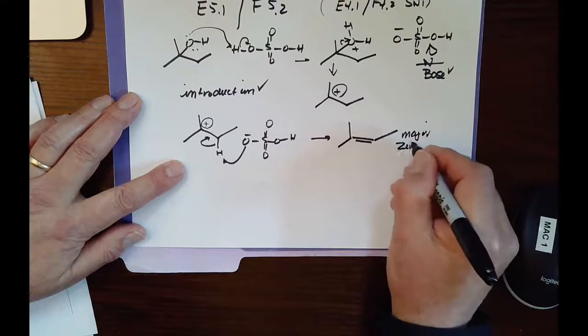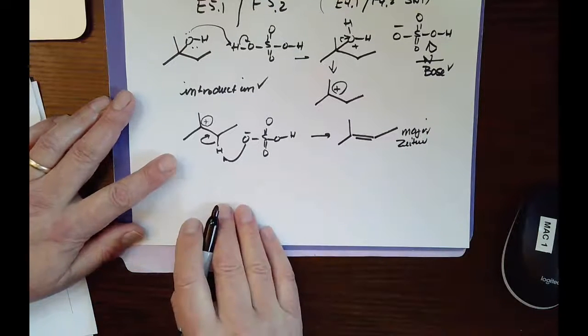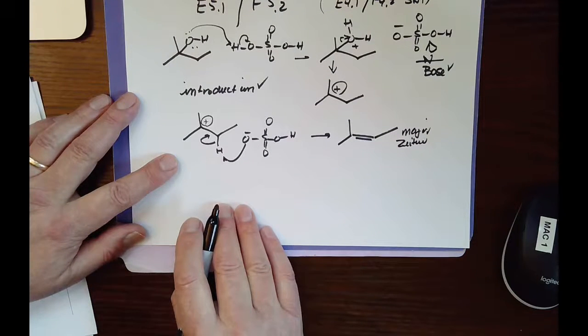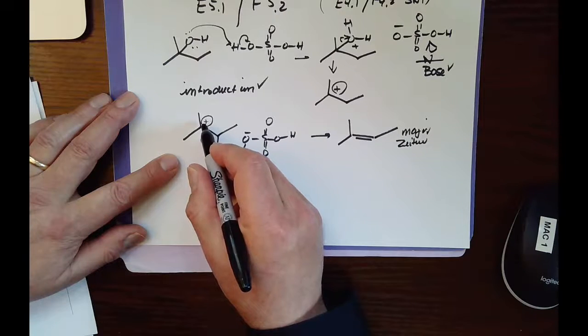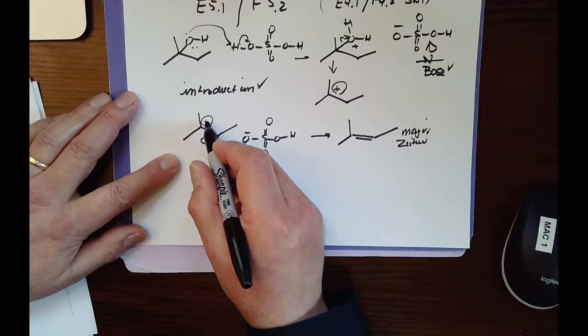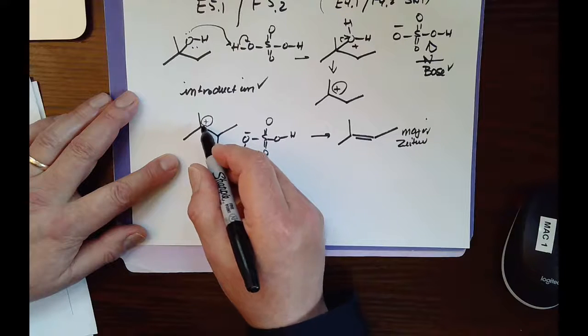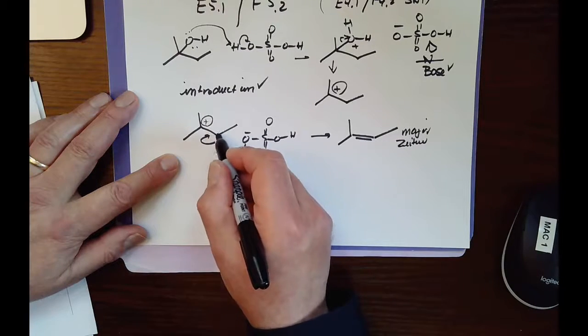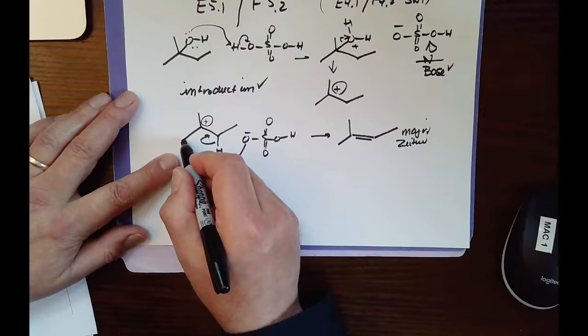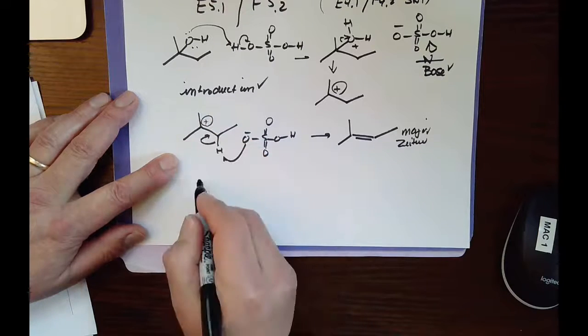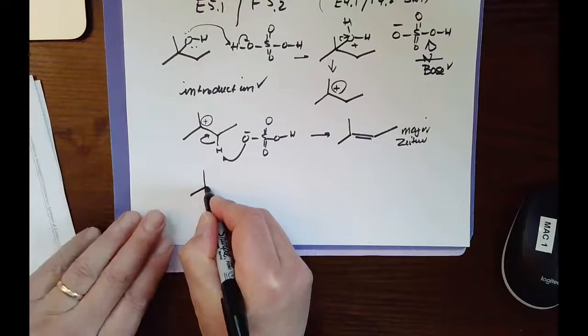Remember Zaitsev? Now we have other H's that we can remove next to the carbocation. We look at the carbon that is the carbocation, and we look at the hydrogen next to it. There's a hydrogen here, not this one, but this one. These three hydrogens and these three hydrogens are the same, so it really doesn't matter. So let's take this hydrogen over here.